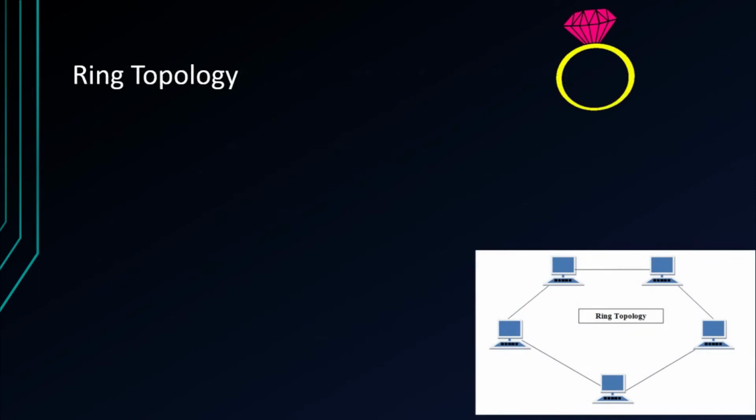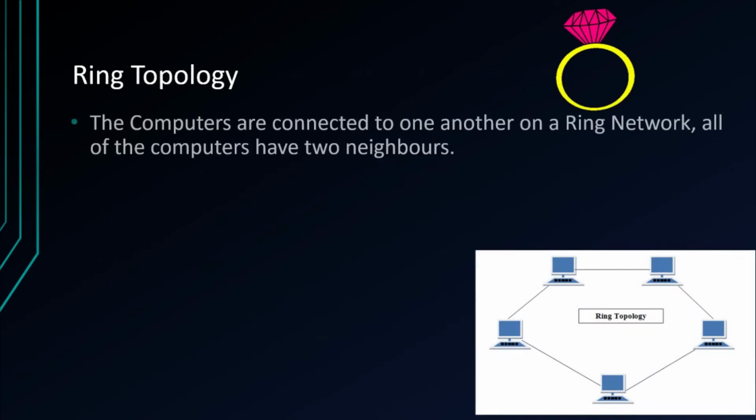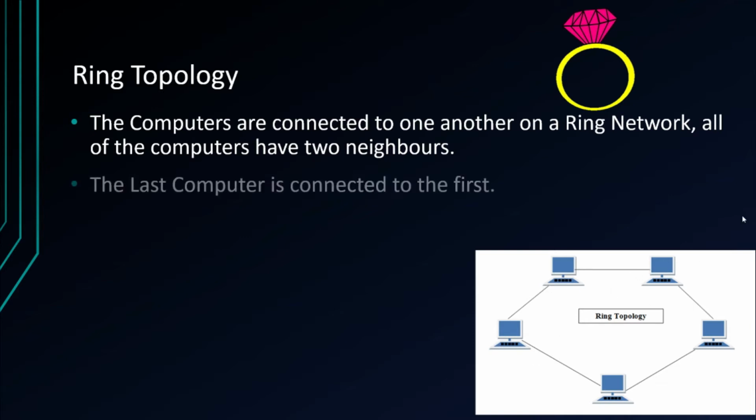So the next topology we're going to be talking about is the ring topology. The computers are connected to one another on a ring network. All of the computers have two neighbours, so you can see here they're in a ring, and each computer has its own two neighbours. So the last computer is connected to the first on the network, so let's assume this is the first, loops round, there's the last, and the last we can see is connected to the first one there.